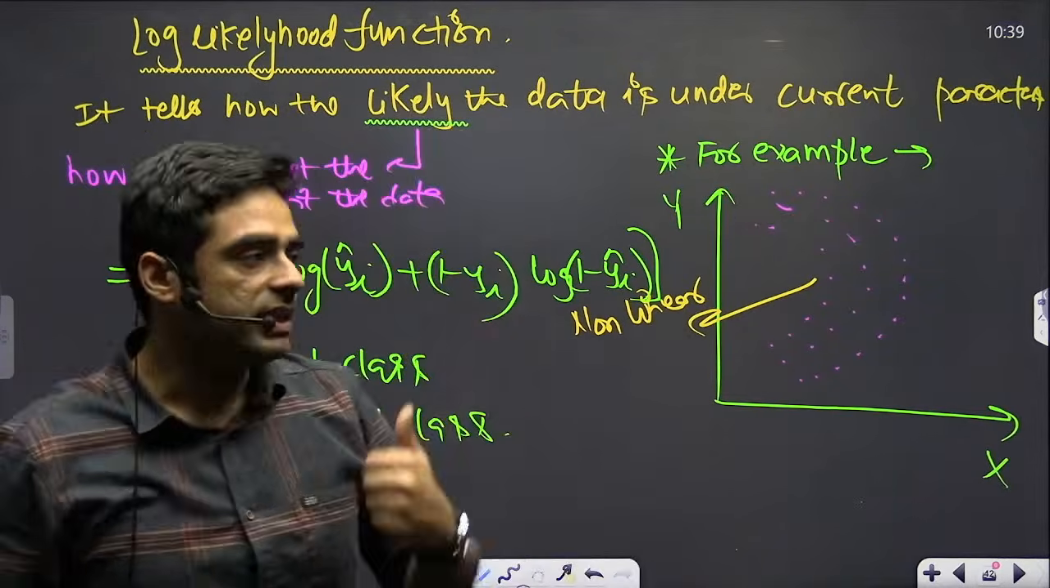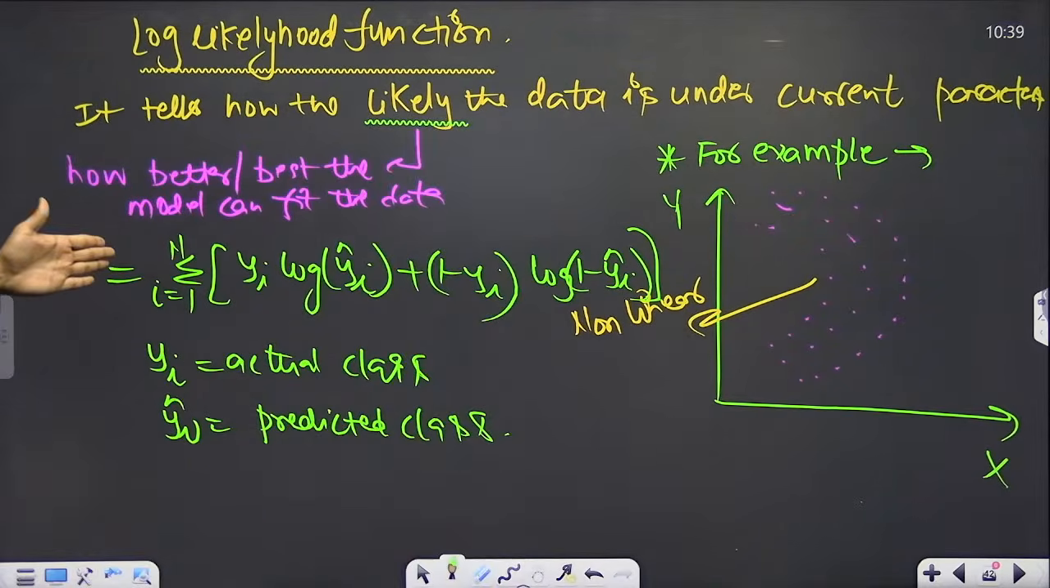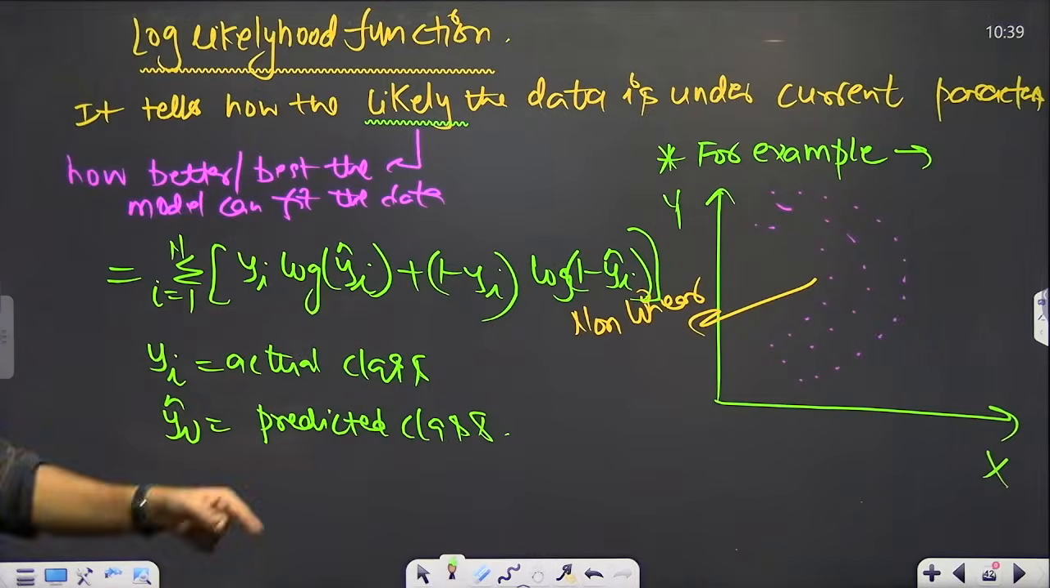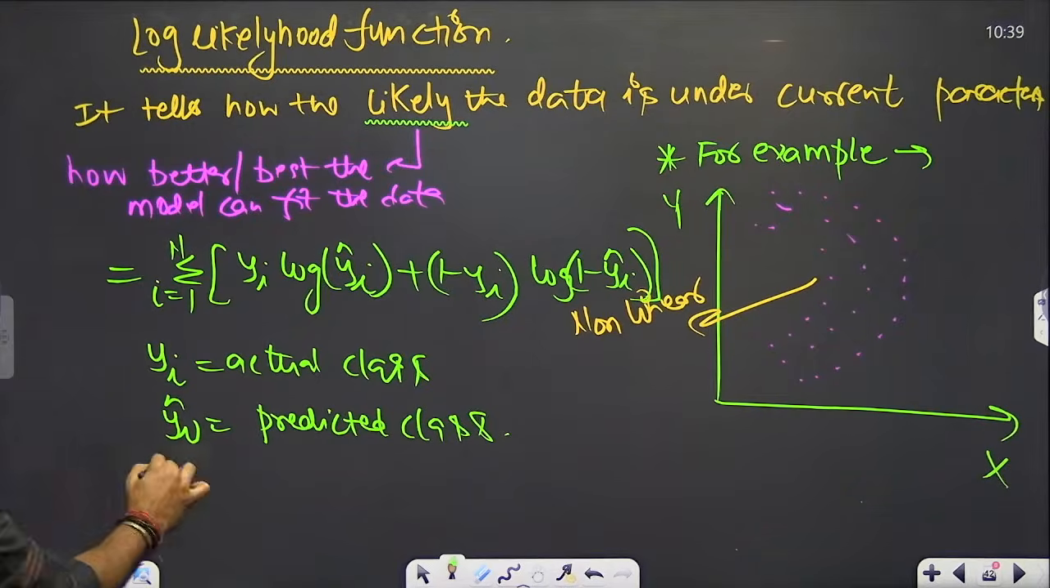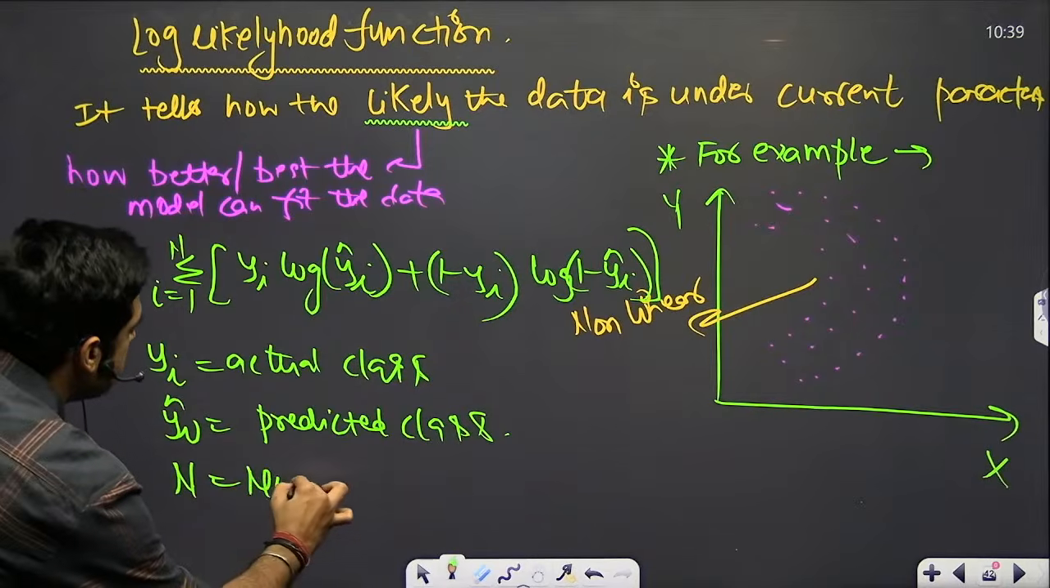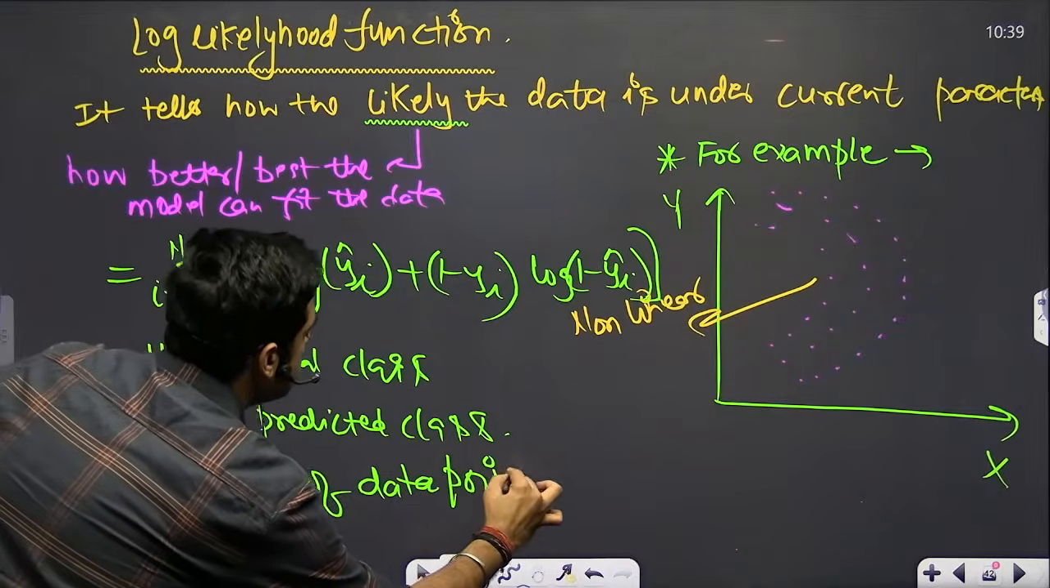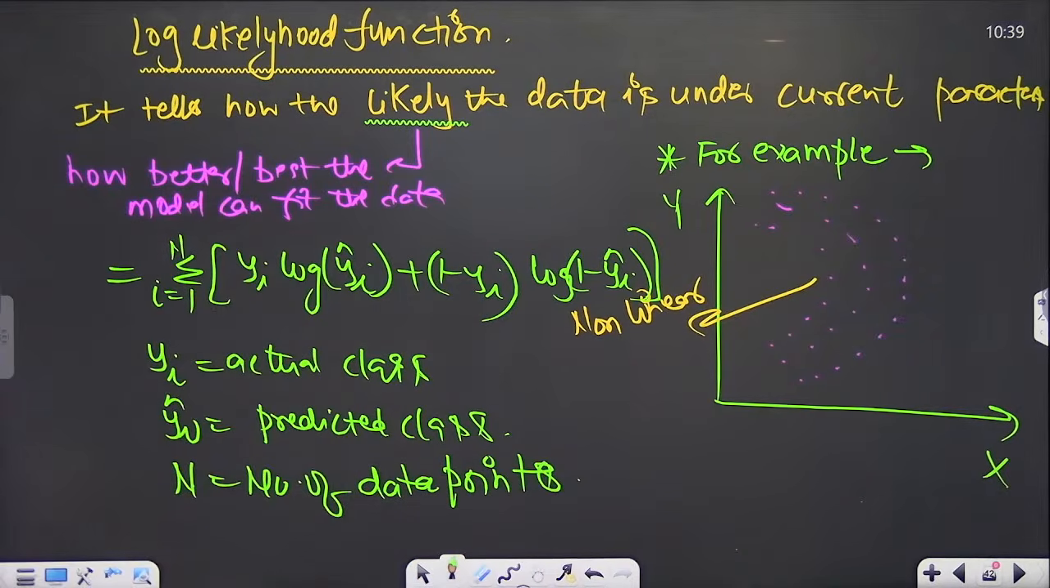Okay, so this is the log likelihood function for binary class data. And what is n here? Just write n: n is the number of data points.